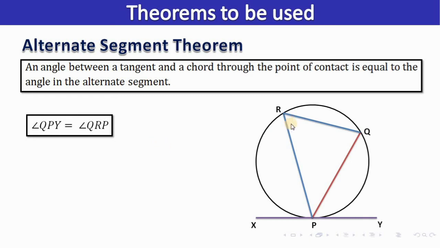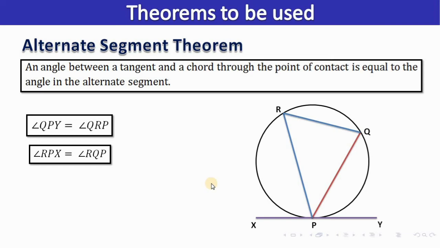Now just imagine if this is your chord. So the angle between this chord and the tangent is this one, that is RPX. Now to calculate RPX, this angle belongs to this segment. So go to the opposite, the alternate segment, take any one point, and form the angle, that is RQP. So this angle and this angle will be equal to each other. So this is the meaning of your alternate segment theorem.